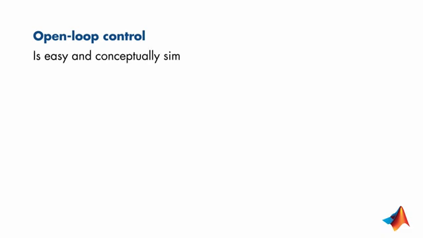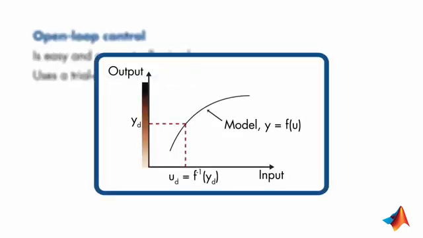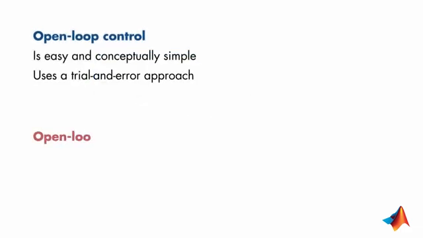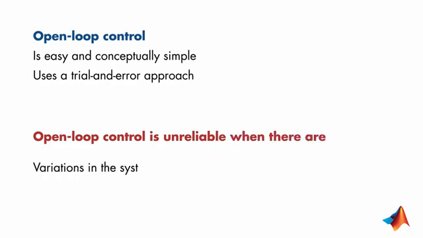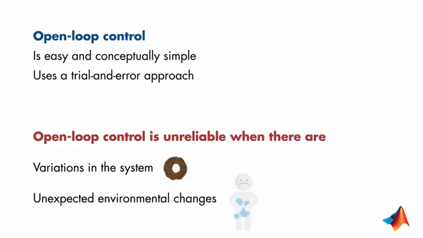Let's summarize what we've seen in this video. Open loop control is easy and conceptually simple. Through experiments, you find the model of your system. If there are no variations or unexpected events, you know what input to give to the system to get a desired output. However, when there are variations in the system or unexpected events, open loop control is unreliable.